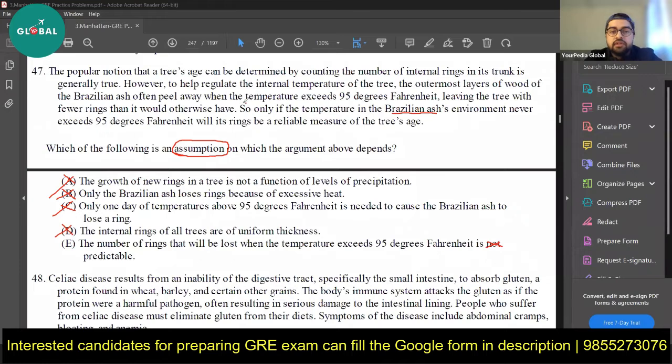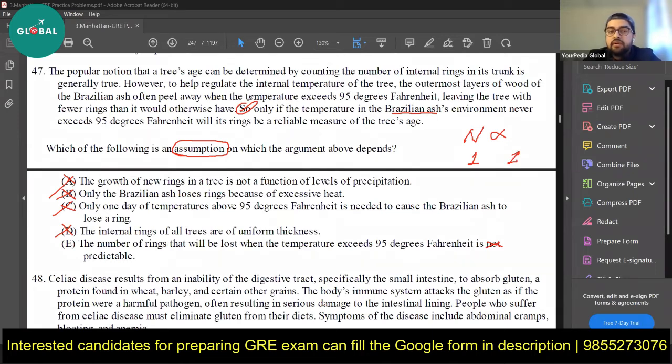Why? Because in the conclusion, he is saying that only if the temperature is below 95 degrees Fahrenheit are the rings reliable. Otherwise, they're not. But if I'm saying I can calculate, for example, that the number of rings lost is directly proportional to the degree of temperature, I mean how much the temperature is increased. For example, one ring will be lost for every 1 Fahrenheit increase in temperature, then it is predictable, right?